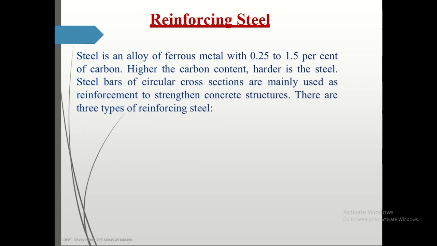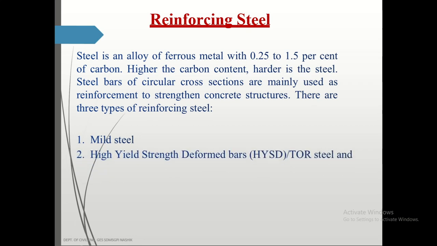Mainly, there are three types of reinforcing steel: mild steel, HYSD, which means high yield strength deformed bar, also called torch steel, and another is high tensile steel. These are the three types of reinforcing steel.